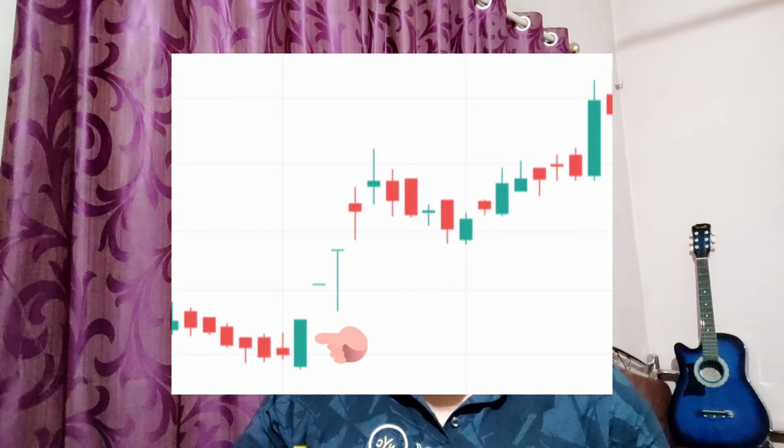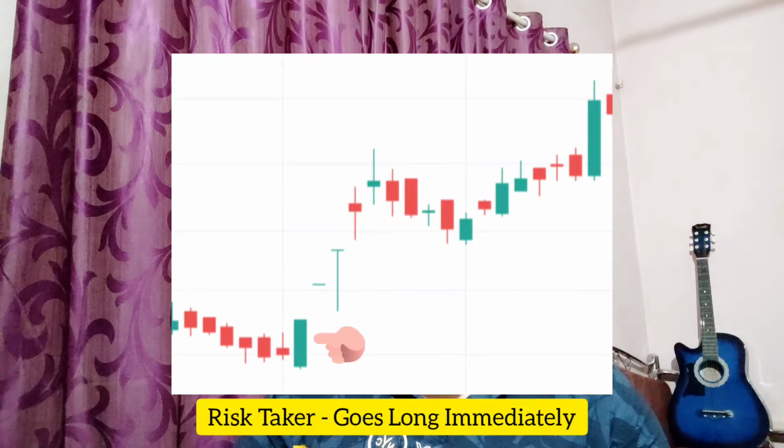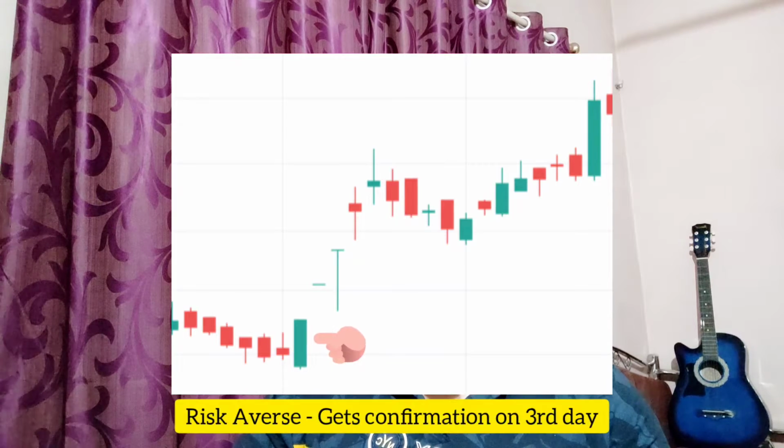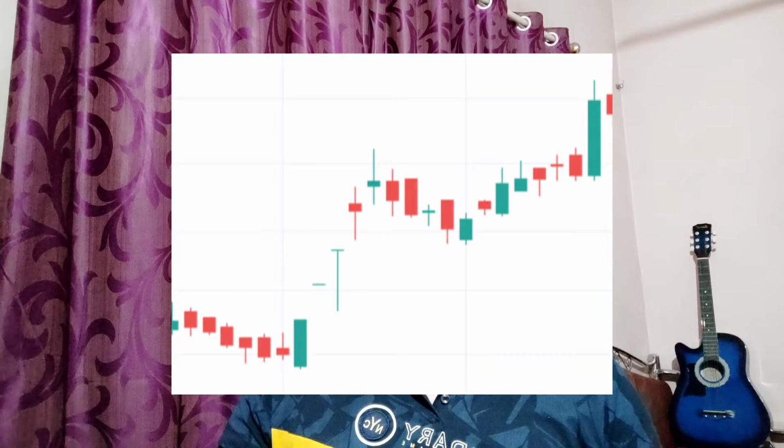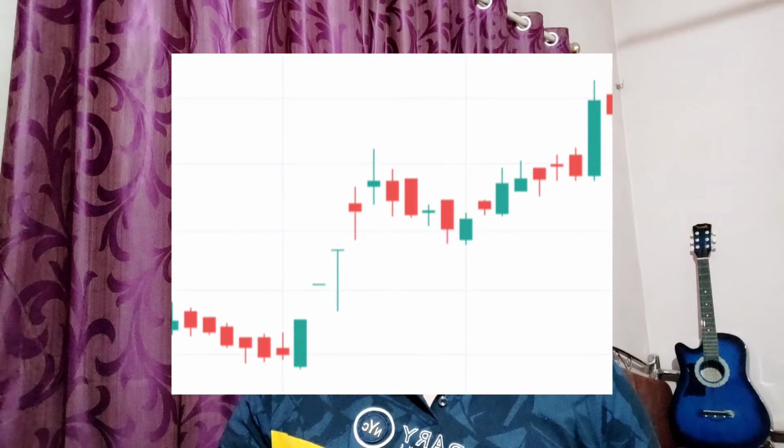So we can be flexible enough and just ignore it. Now if you are a risk taker, then you would go long as soon as the candle has formed. But if you are a risk averse trader, then you would wait for the third day, because on the second day it was an upper circuit, so you might not be able to buy it then. So in this example, both styles of traders would have made some money.